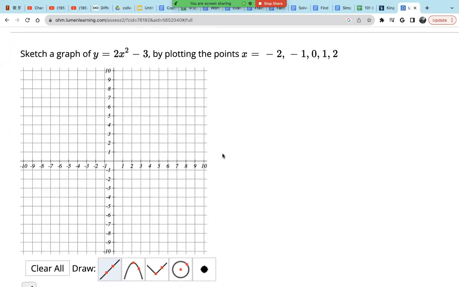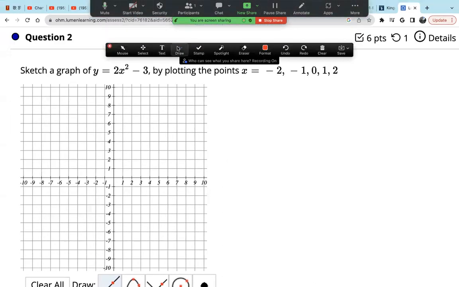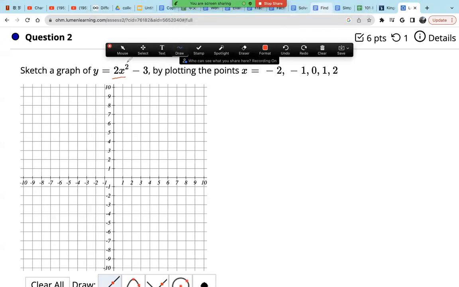This one, we need to sketch a graph for the given function. So this is a quadratic function. Why is it quadratic? It's a polynomial of degree 2 because this x is being squared. The variable is squared. So what do we do? x is assigned to be -2, -1, 0, 1, or 2. We can think of y as f of x.